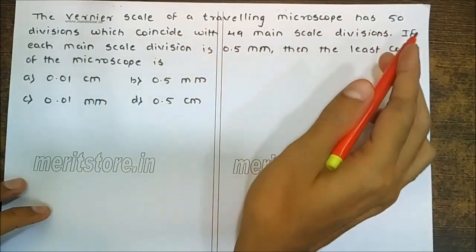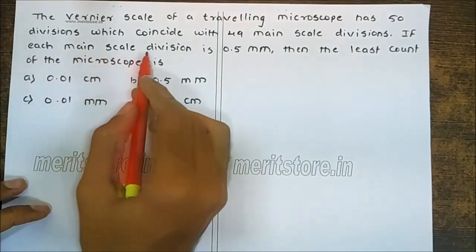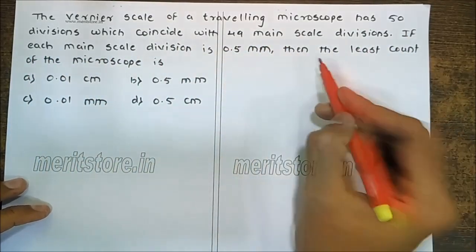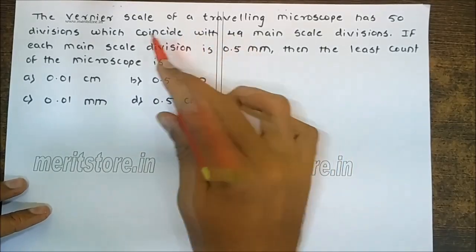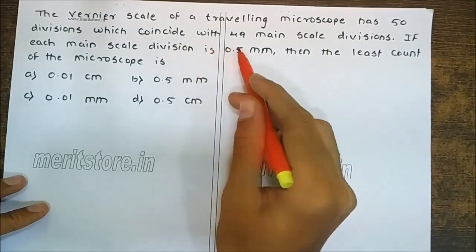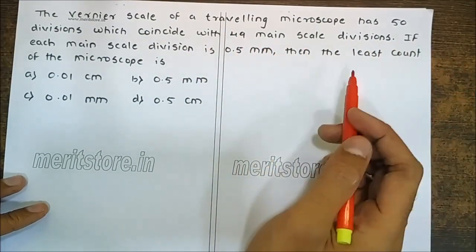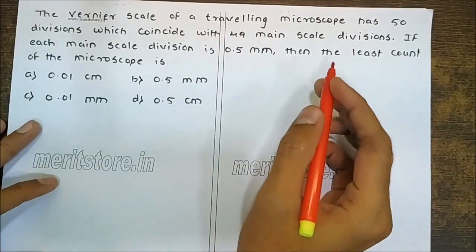The Vernier scale of a traveling microscope has 50 divisions which coincide with 49 main scale divisions. If each main scale division is 0.5 mm, then the least count of the microscope is. So we have a Vernier scale on a traveling microscope, and it has 50 divisions, and they coincide with the 49 main scale divisions. If each main scale division is 0.5 mm, then the least count will be.